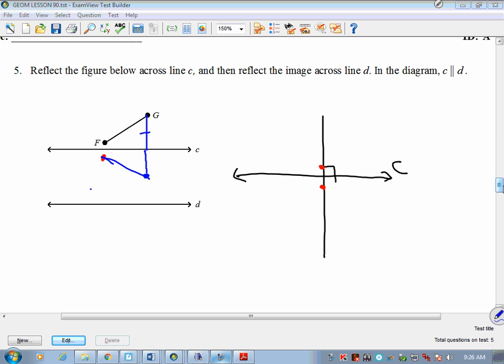Okay, now we're going to do something else here. Austin, let's see if you can help me out. This is F prime and G prime. Okay, we want to take F prime and G prime and reflect them across line D. Can you do that for me? Okay, just do your best. If you have to, draw a line down across, you can.